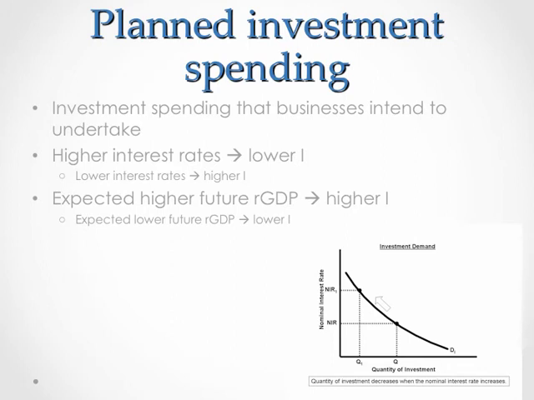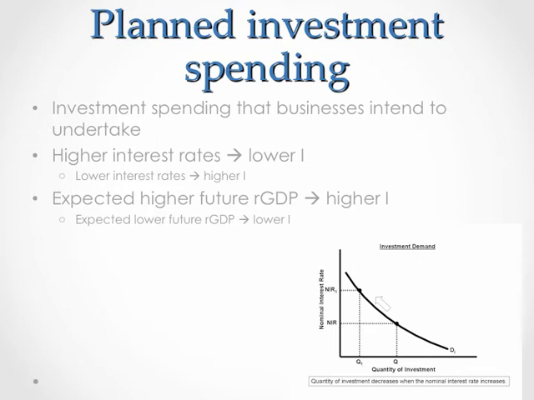All right, we have planned investment spending. And it's exactly what it sounds like. Planned investment spending is investment spending that businesses plan or intend to undertake. So they plan for this. And the relationship that we're looking at here is going to be a hugely important relationship in this course, especially in units 4 and 5. But even now in unit 3, it's an important one.